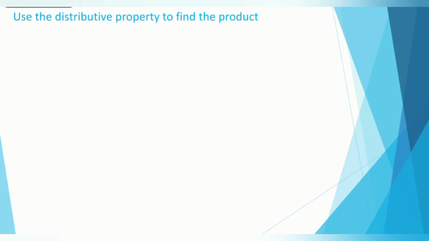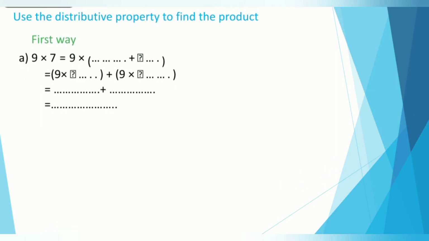The next one. Use the distributive property to find the product. The first example: 9 times 7 equals 9 times what plus what? Now, the number of rows is 9. The number of columns is 7. I want to divide the 7 into 2 numbers. How? Choose any number smaller than 7, grade 3.